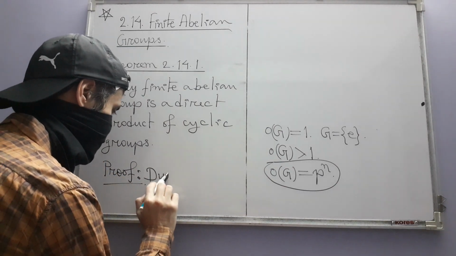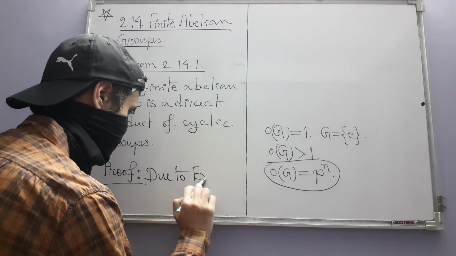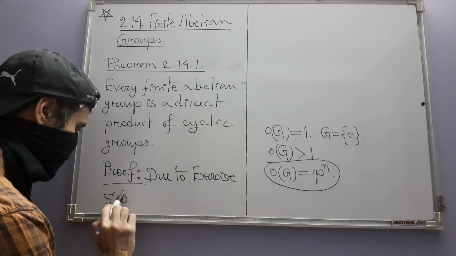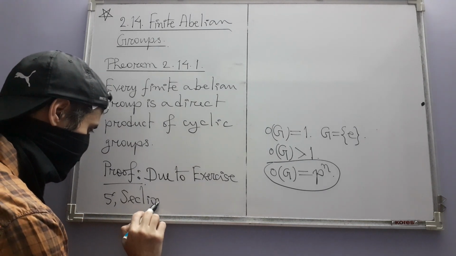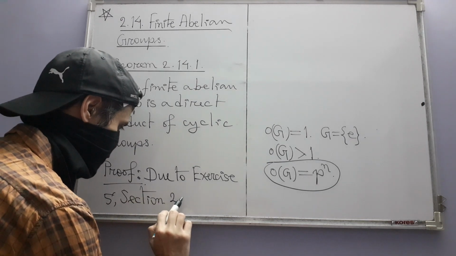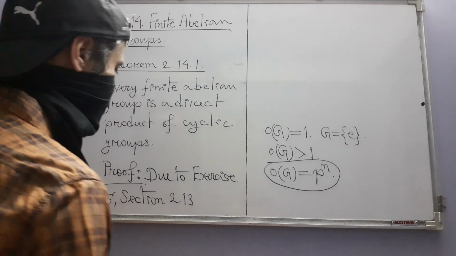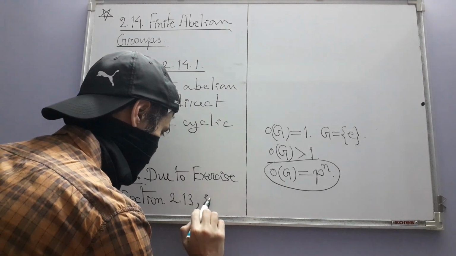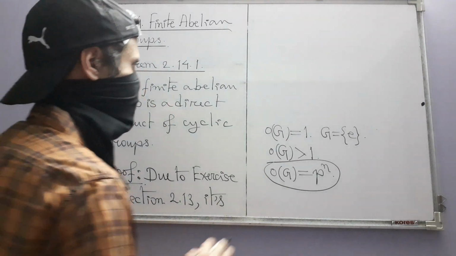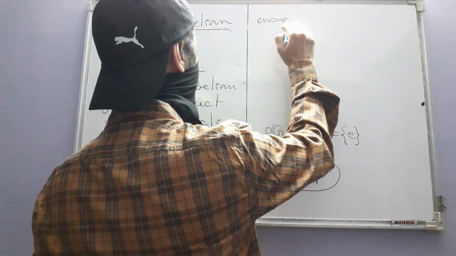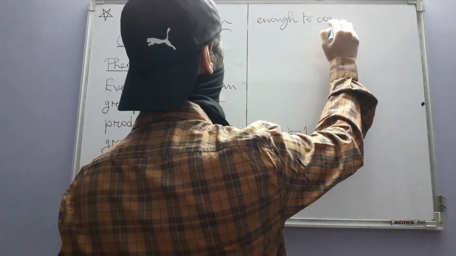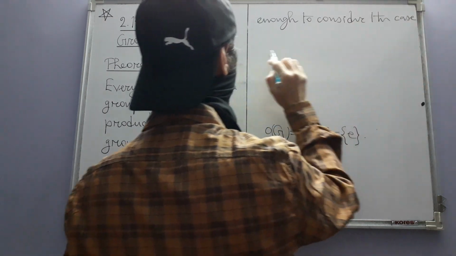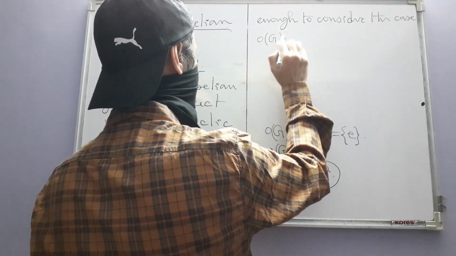So accordingly, let's start the proof itself like this. Due to exercise 5, section 213, that means the previous section, which is about direct products, it's enough to consider the case of this form.